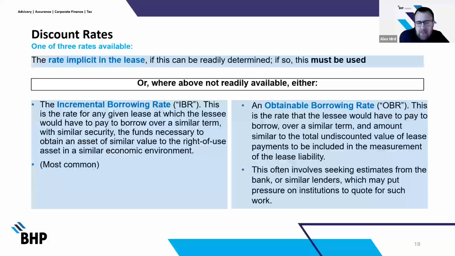Because the alternative is the obtainable borrowing rate. That is essentially what we think a lessee would have to pay to borrow a similar amount of money over a similar term. Now, the problem with the OBR is that it's quite difficult to get a bespoke observation for. Companies are quite complex in terms of what a lender will lend at. I imagine lenders are going to be pretty reticent to go through a significant quote process to prove some of this. And so we think that the IBR is likely to be the outcome, and it also maintains consistency with what you do in IFRS 16.